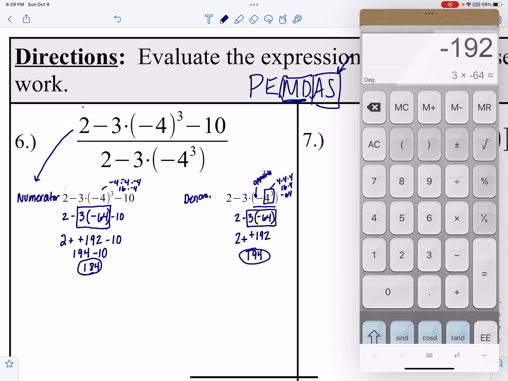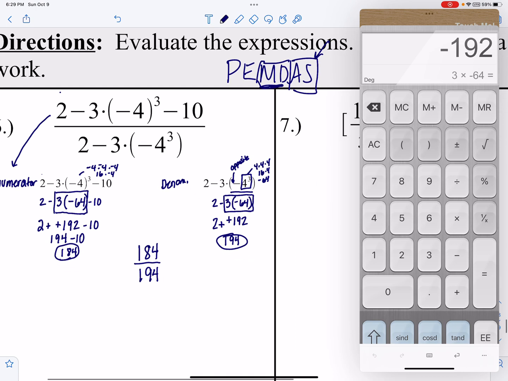So now I look at my two numbers, and I have a 184 divided by a 194 as my final answer. Let's go ahead and just see what decimal that creates. Divided by 194, and we end up with this giant number there. Let's go ahead and read it, 948453608. It's not repeating at all. So we're going to go ahead and we can highlight this.